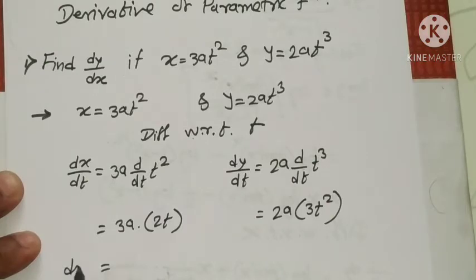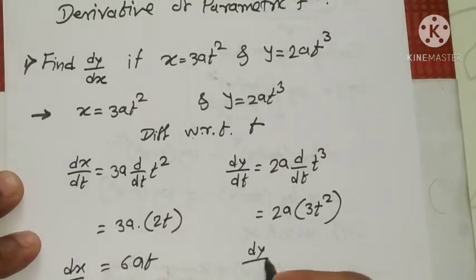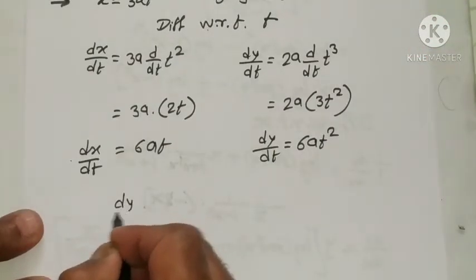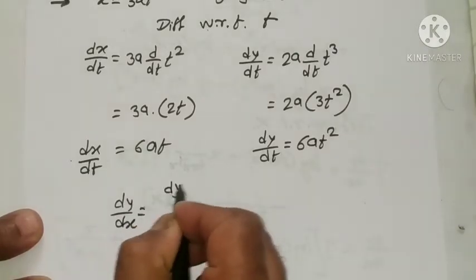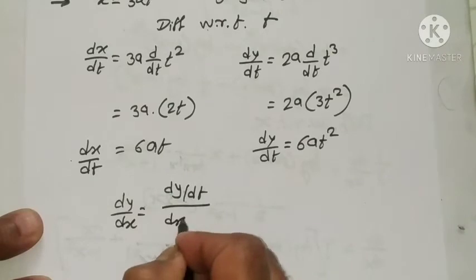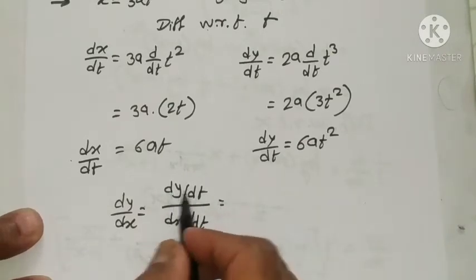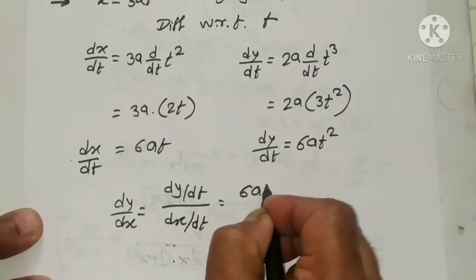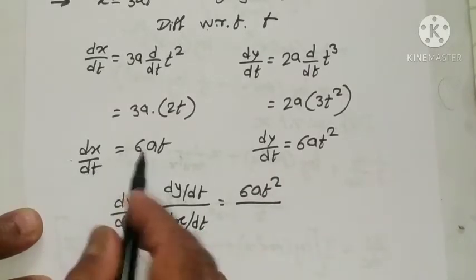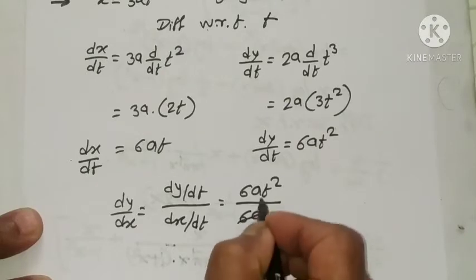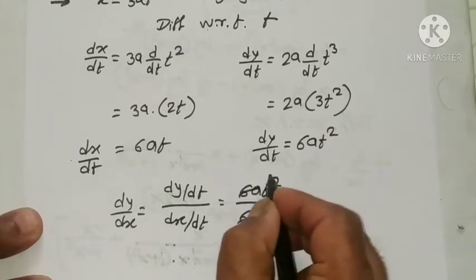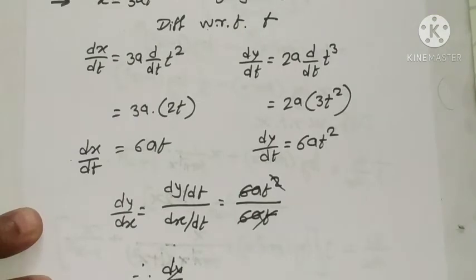Then dx upon dt is equals to 6at, dy upon dt is equals to 6at square. Then dy by dx is equals to dy by dt divided by dx upon dt. Dy by dt is equals to 6at square and dx upon dt is equals to 6at. 6a, 6a get cancelled. 1t, 1t get cancelled. Therefore, dy by dx is equals to t, which is the final result.